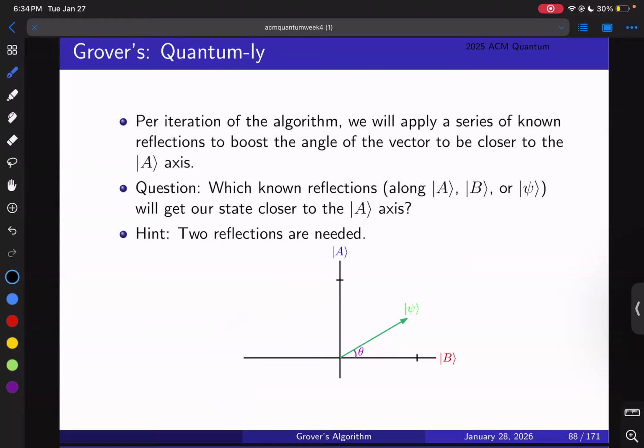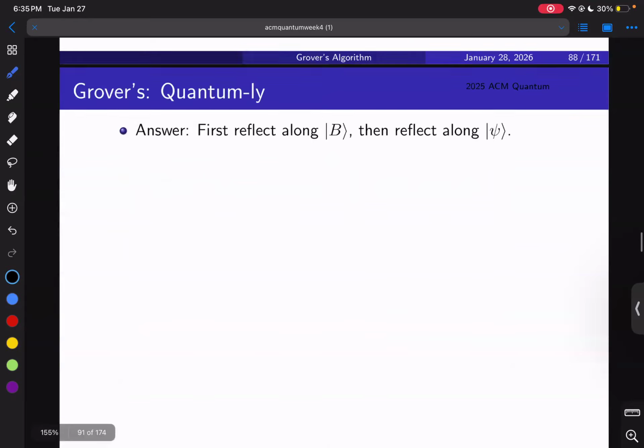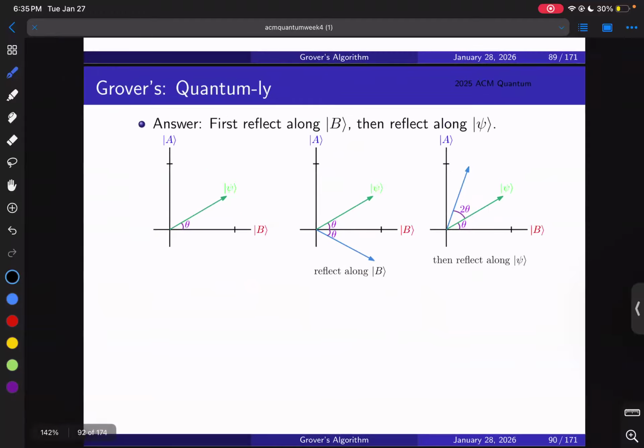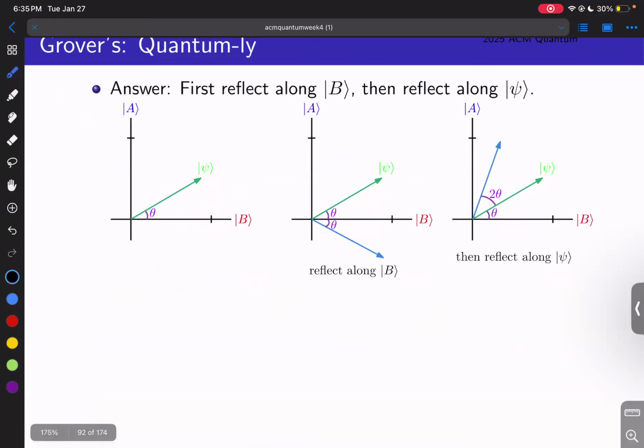Can you reflect across B and then reflect across psi? Yes, perfect. Michael, do you get that? I have a picture of that. So here, let me show you the picture. You start with psi, you reflect it on the B axis, and you get this blue vector, in the middle figure. And then you reflect the blue vector along the psi axis, and now you're closer to the A state.